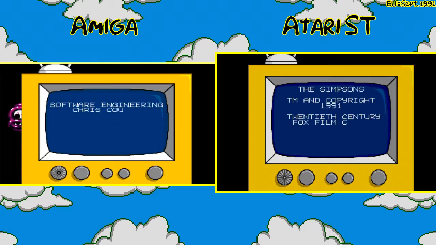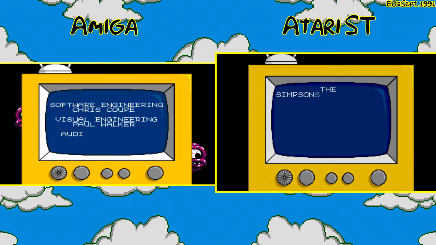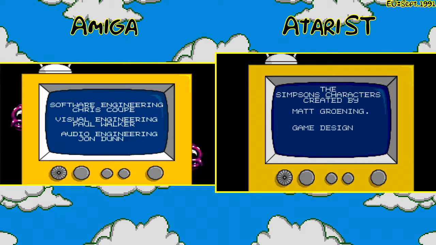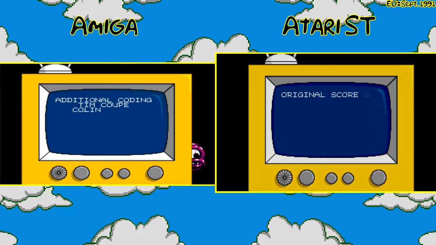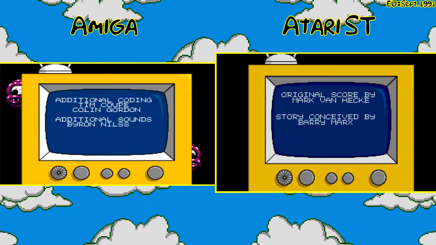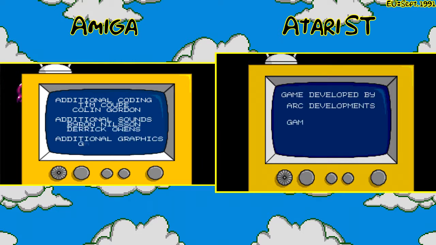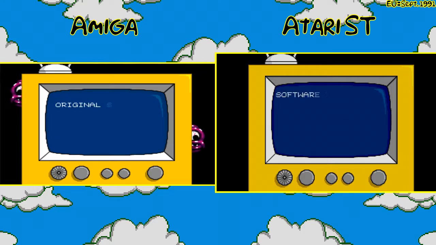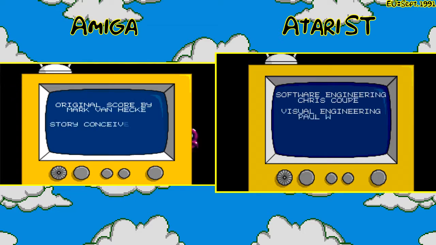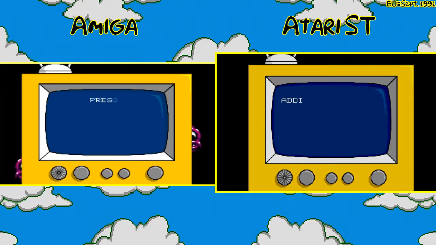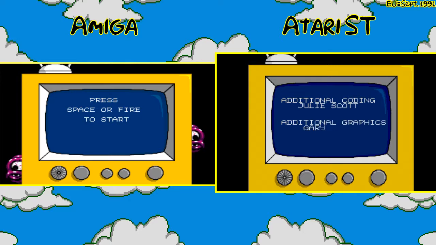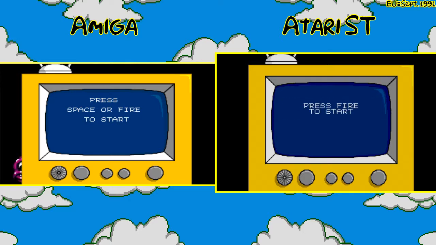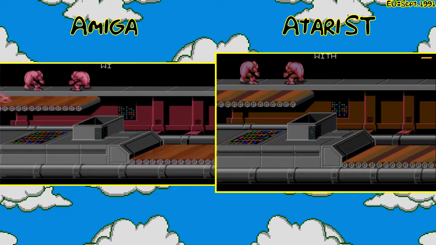Just take note that the Atari ST runs at half the speed that the Amiga one does, so it was really hard to sync everything together. So some sections I had to speed up and slow down, whether it was Atari or the Amiga, just to be able to keep everything in sync. But I tried putting everything together. So as you can tell, the opening cutscene does not have the moving conveyor belt at all.